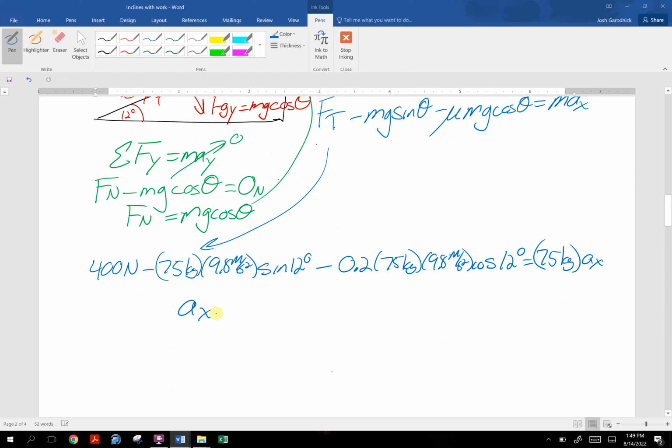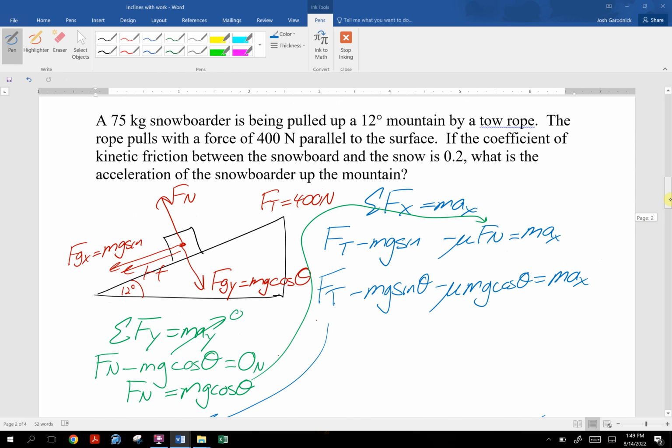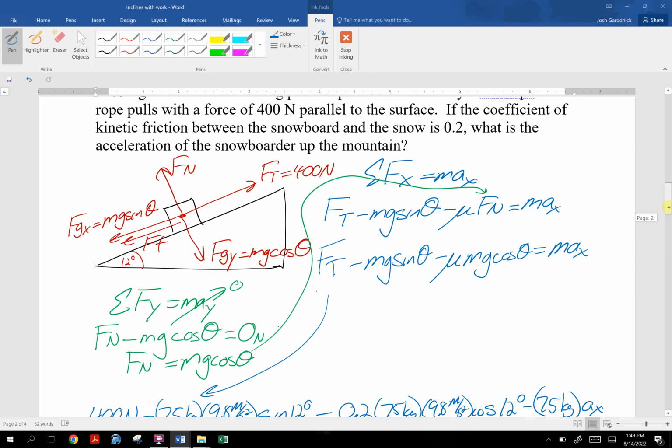And if we solve for acceleration here, we get that the acceleration is 1.38 meters per second squared. Yippee! All right. I think that's where this problem ends. It says, what is the acceleration of the snowboarder up the mountain?